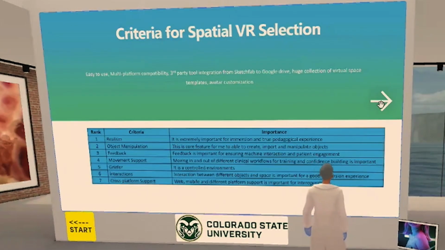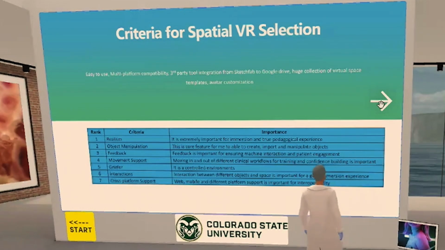So the criteria for the space was really about this idea behind having realism, so that you can immerse the trainee in the actual OR room and in the actual training room with other trainees, so that they can share their knowledge, collaborate, and learn a lot of these contents as they navigate through the space. Feedback is extremely important, and also the movement support.